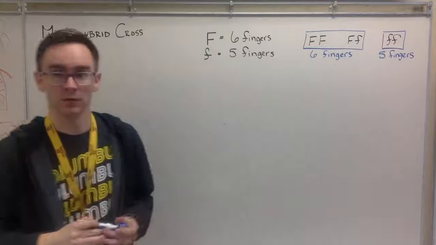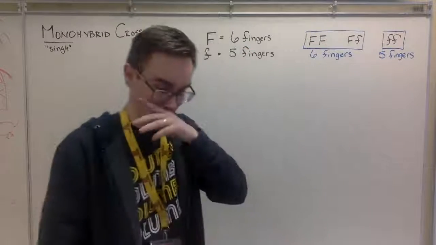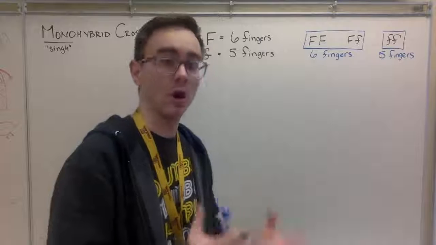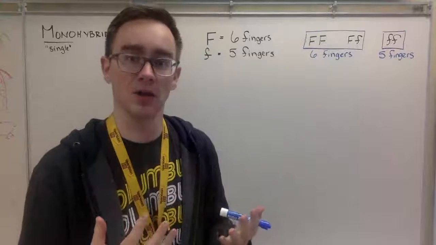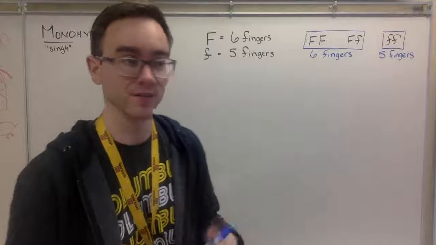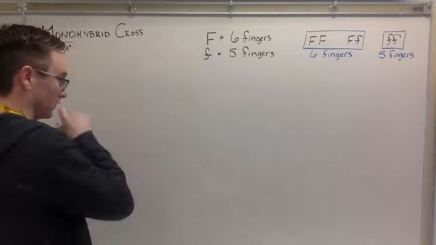Right? So here's our genotypes, and here's our phenotypes. All right, so now let's do what we call a cross. A cross is when we basically see what are the possible genetic outcomes from two individuals. So let's say we got a mom and a dad, right? So let's start over here.